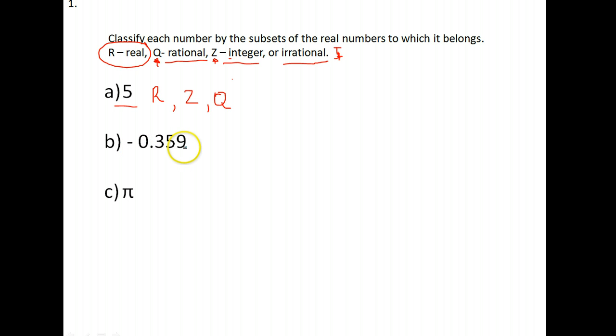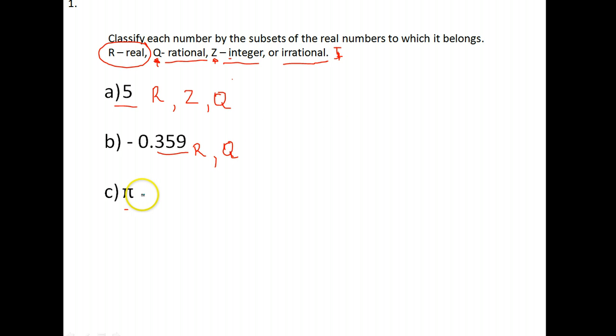Negative 0.359 is a real number, and I don't even know if they'll have you say real for now, but okay, next, is it rational? Remember, rational numbers are all fractions, whole numbers, decimals that repeat, and decimals that stop. Notice this decimal stops. There's no dot, dot, dot at the end, so we know it's stopping. So it goes as a rational number, or the Q group. Is it an integer? No. Integers have to be whole numbers, positive and negative whole numbers, and this has a decimal. Is it irrational? No. If it's rational, it cannot be irrational.